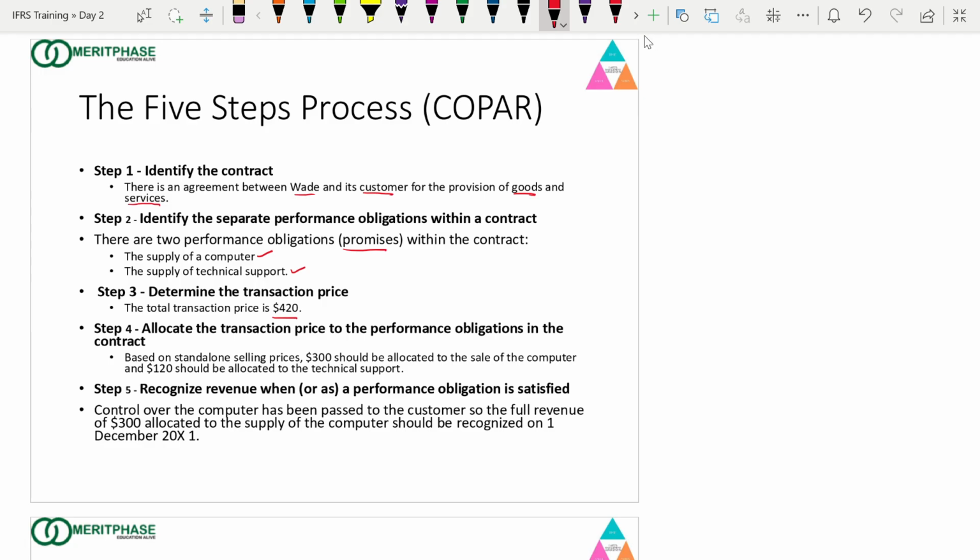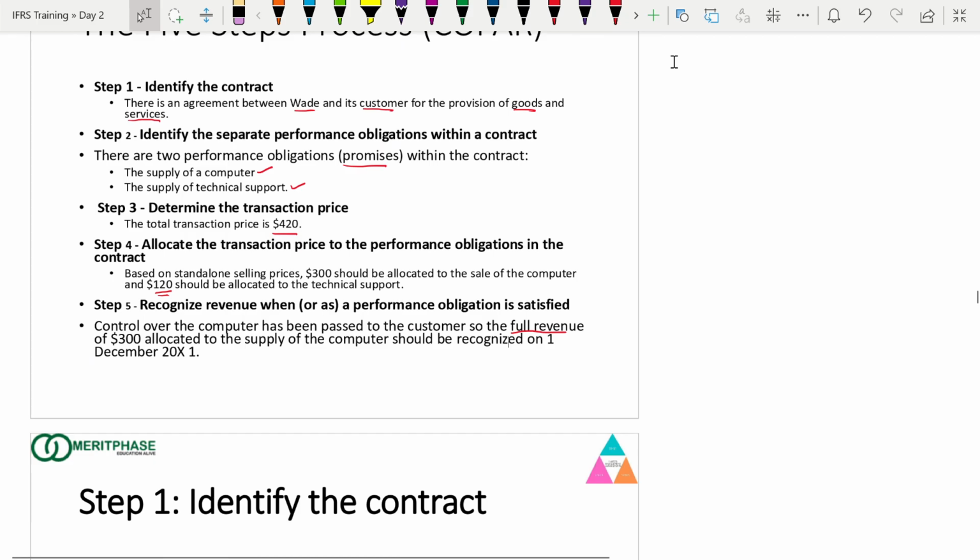Transaction price. Standalone price is 300, and 120 they mentioned, 120 is for the support. Then you have to say that control over the computer has been passed, so full revenue should be recognized. Is that right? Should revenue be recognized? We have not given the service. We have given the service only for 1 month. We have to take service cost for 1 month only. Are you clear about this?